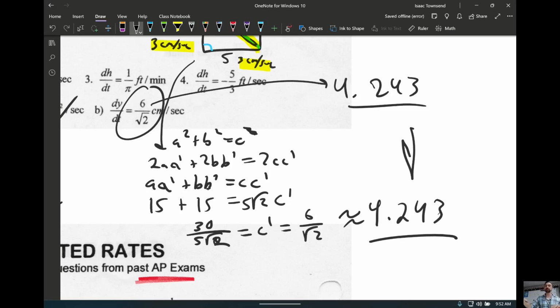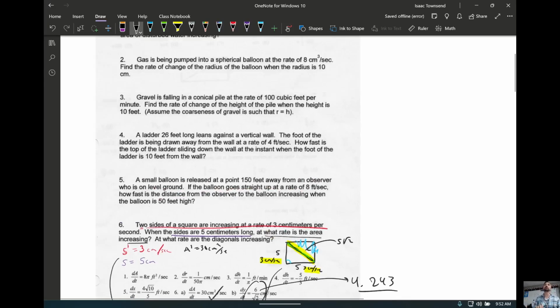Okay, is there something else on the front page only right now? Any other 1 through 6 that you've tried? I'm sorry? Number 3.